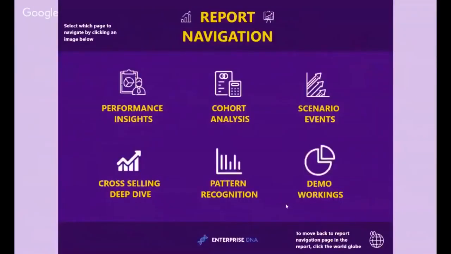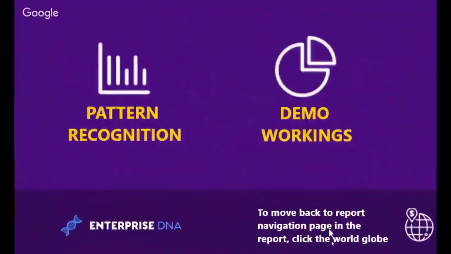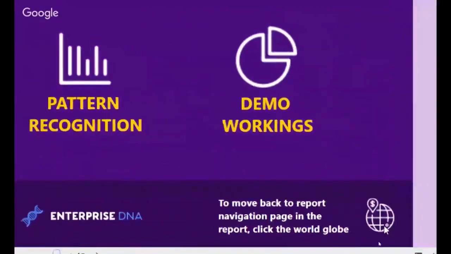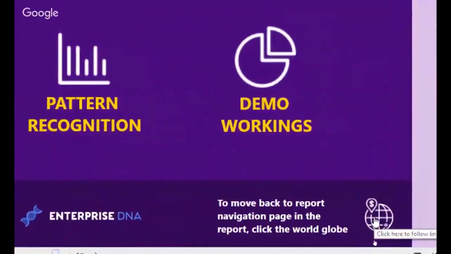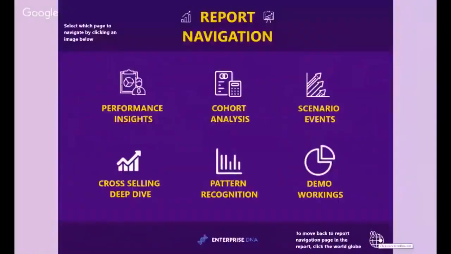Now, also what I've done is we need a way to get back here, right? So what I also set up was a way to move back to the report navigation page. Check this out. To move back to the navigation page, click the world globe. You'll see that these world globes, these images, are scattered across the rest of the report. They are there strategically so that you can click back to here quite seamlessly.